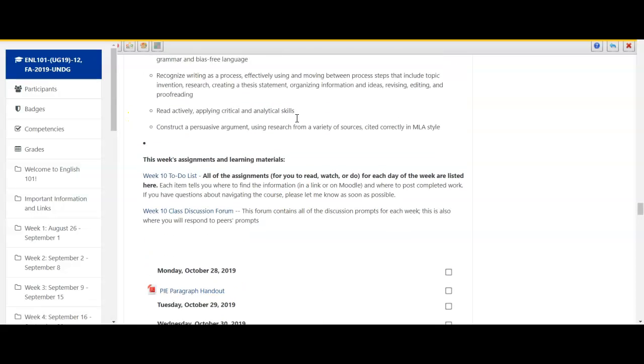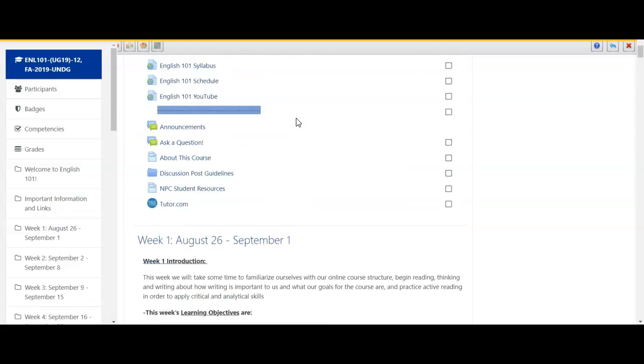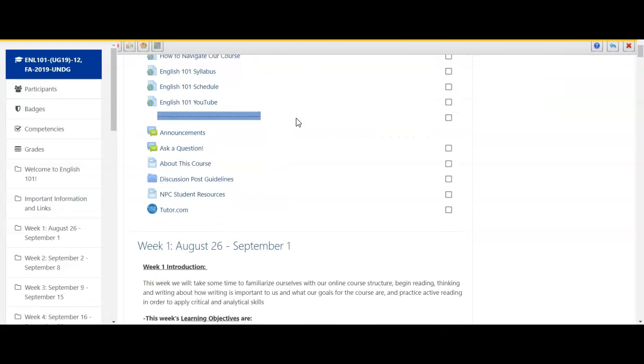Also, please don't forget the resources you have access to. You have access to tutor.com from our Moodle page right here, 24 hours a day, 7 days a week. There are tutors on standby to help you. You can also submit your drafts for review by a tutor. If you give them 24 hours advance notice, they will get it back to you within 24 hours.